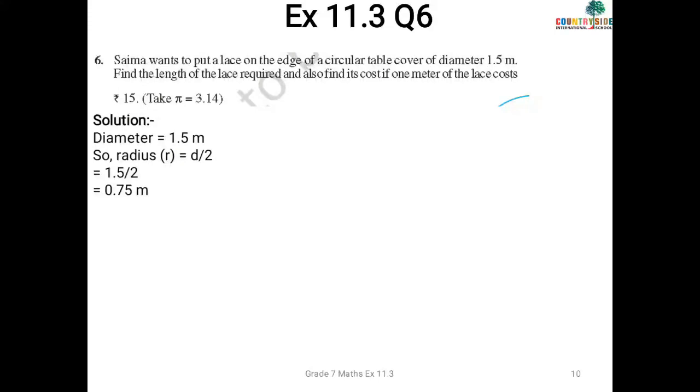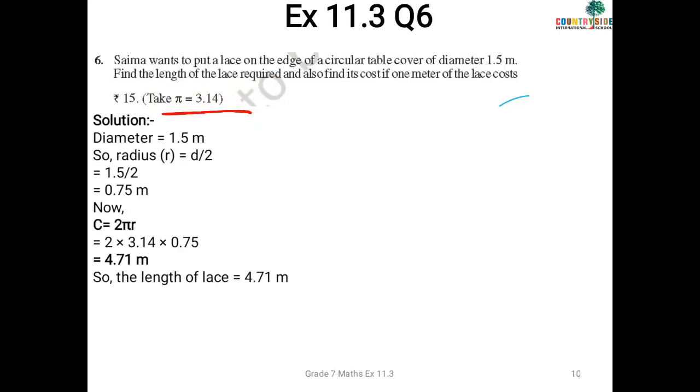Now simply put the formula of the circumference of a circle. Why circumference? Because we have to find the length. So C equals 2 pi r, and you have to take pi as 3.14. So 2 into 3.14 into r, that is 0.75. So you will get the answer as 4.71 meter.